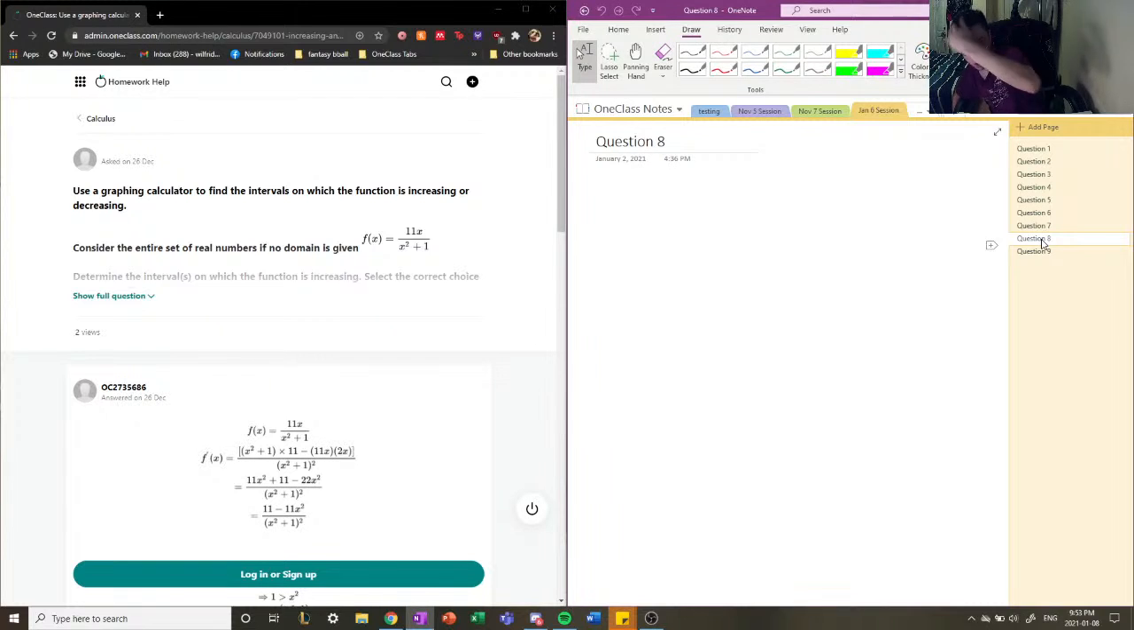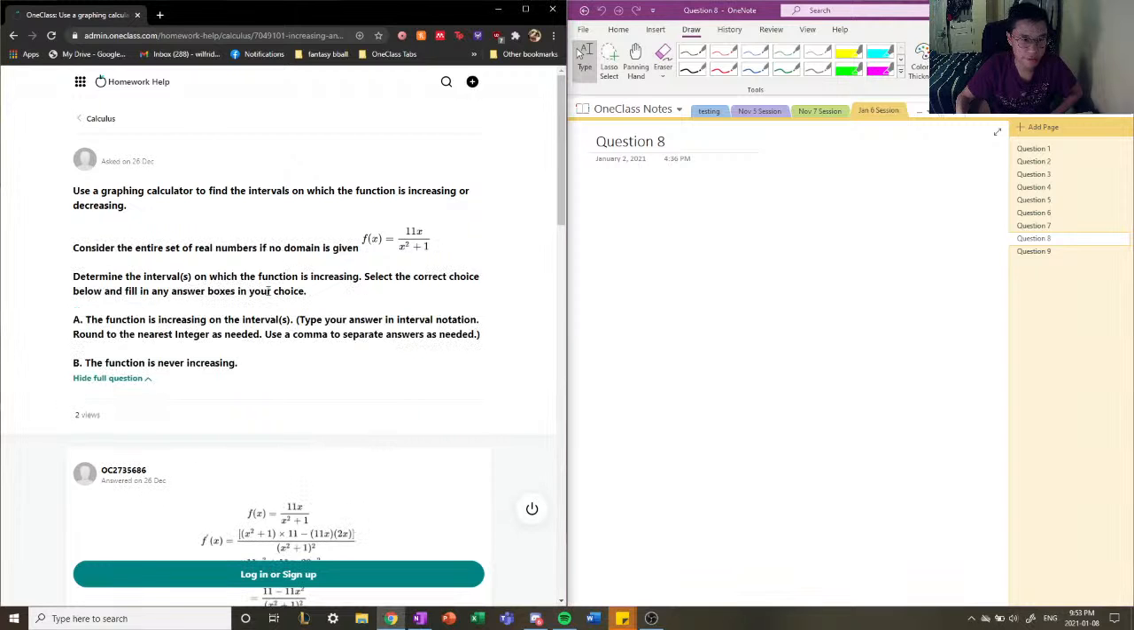Alright, so moving along to question number 8. Question number 8 asks us to consider this function on the entire set of real numbers, okay? Determine the intervals on which the function is increasing and select the correct choice below and fill in any answer boxes in your choice. Basically, we're given no closed interval, so we're going to find the first derivative of this function, and by doing so, we're able to evaluate where the function is increasing and where the function is decreasing, okay?